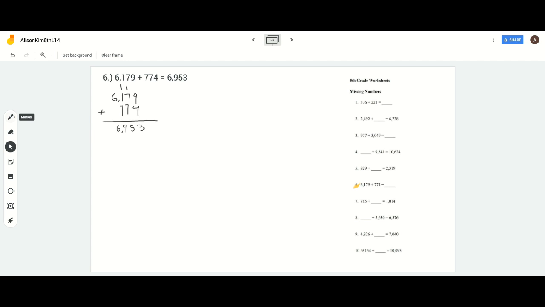I'm going to use a calculator just to not waste any more time. So 6,179 plus 774. Yep, that gives us 6,953. Another way is just by subtracting, so it'd be 6,953. That's our total. And we could either subtract 774 or 6,179. I'm just going to do it by 774.